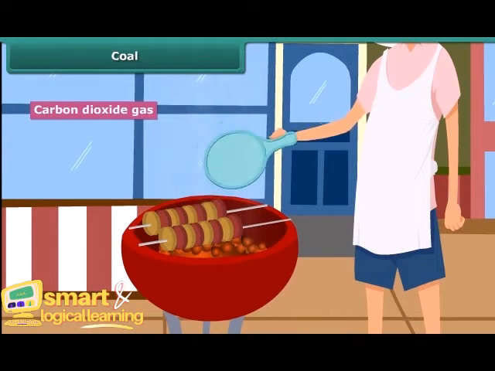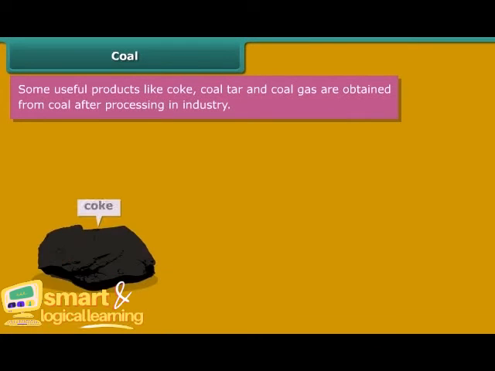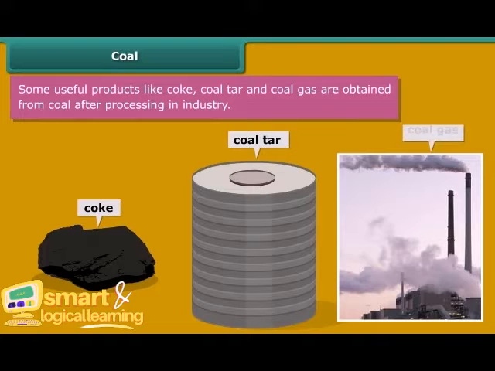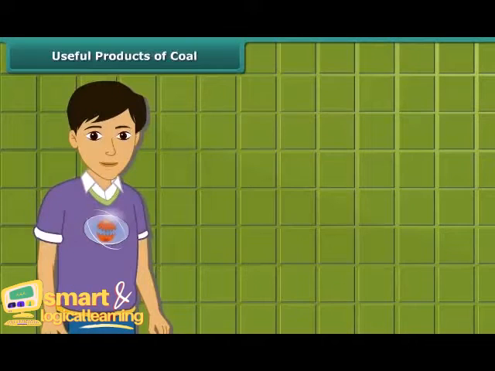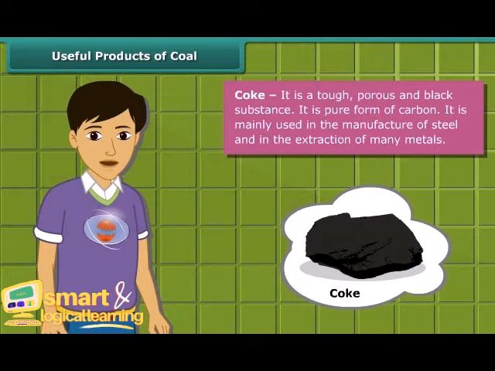You will be surprised to know that some useful byproducts of coal like coke, coal tar, and coal gas are obtained directly from coal. Do you know how these byproducts are helpful for us? At first, let us know about coke. Coke is a tough, porous, and black-colored substance. It is mainly used in the manufacturing of steel and extraction of many metals.